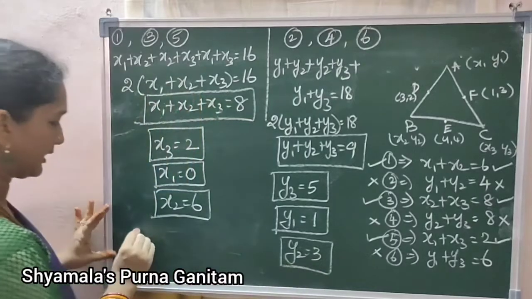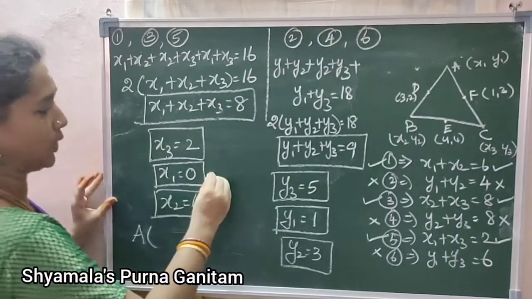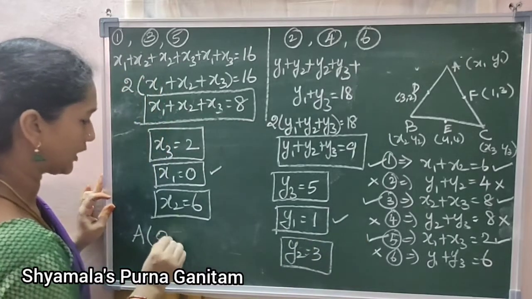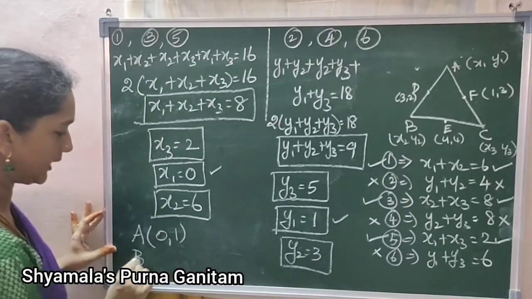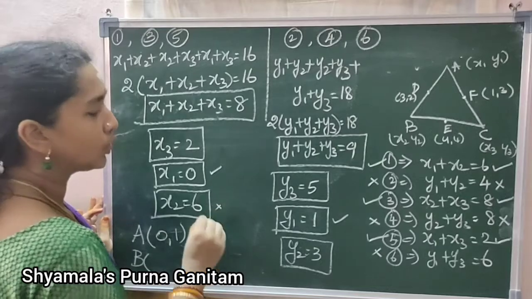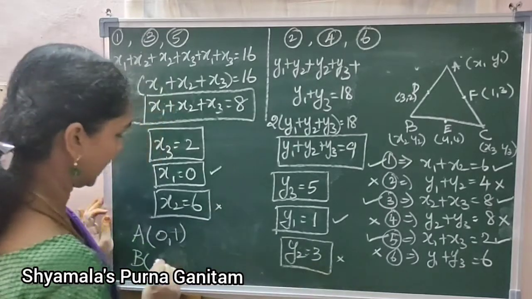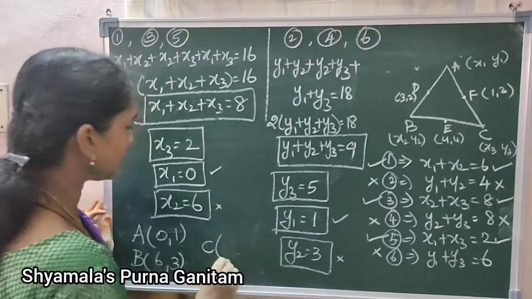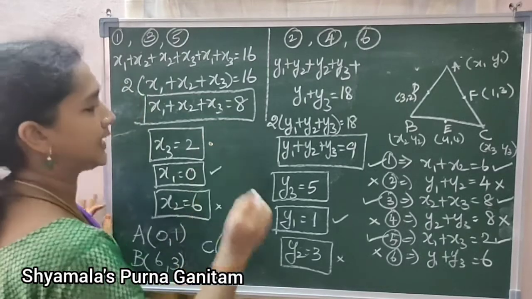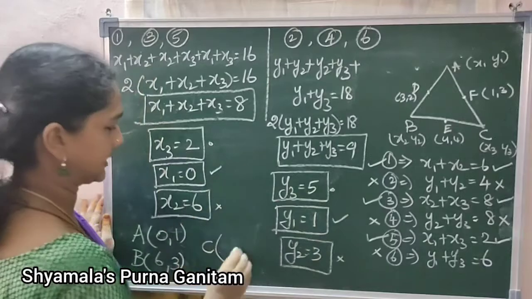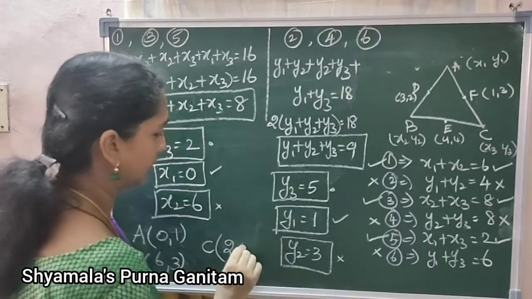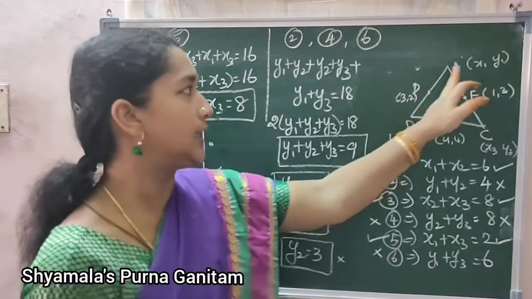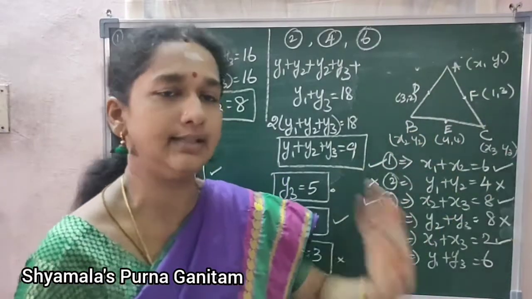So what are the coordinates? For A, x1, y1. x1 is 0, y1 is 1. So 0, 1. For B, it is x2, y2. So that is 6, 3. Then the C coordinate is x3, y3. So x3 is 2 and y3 is 5. This is how you have to find the vertices of A, B and C.